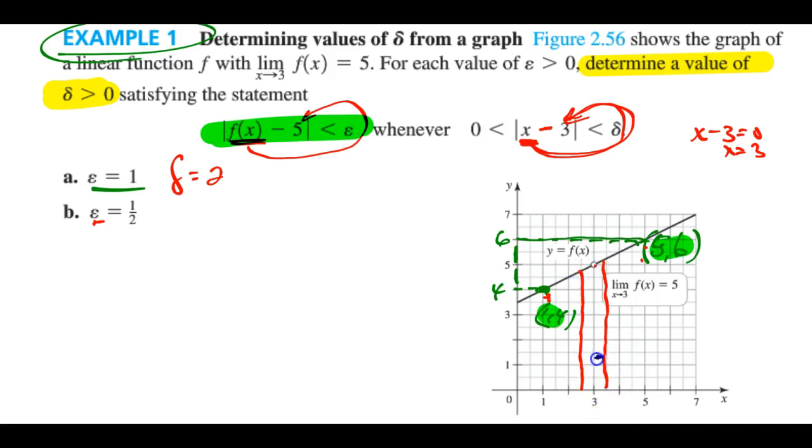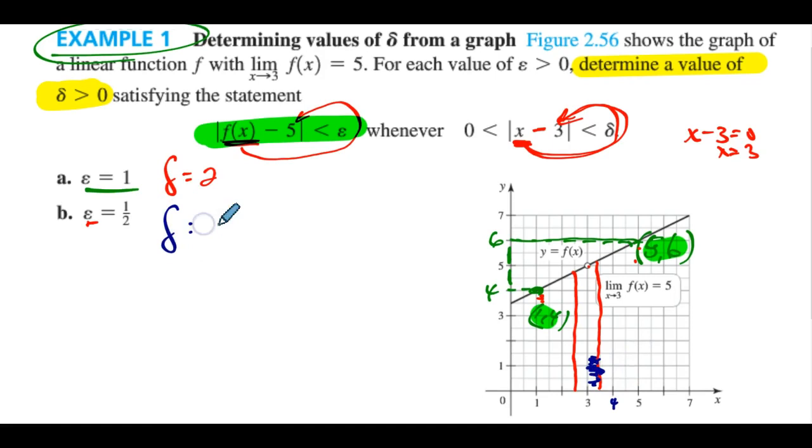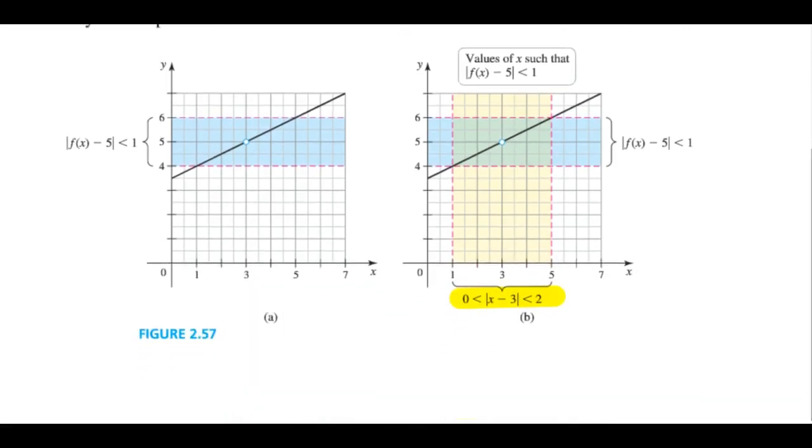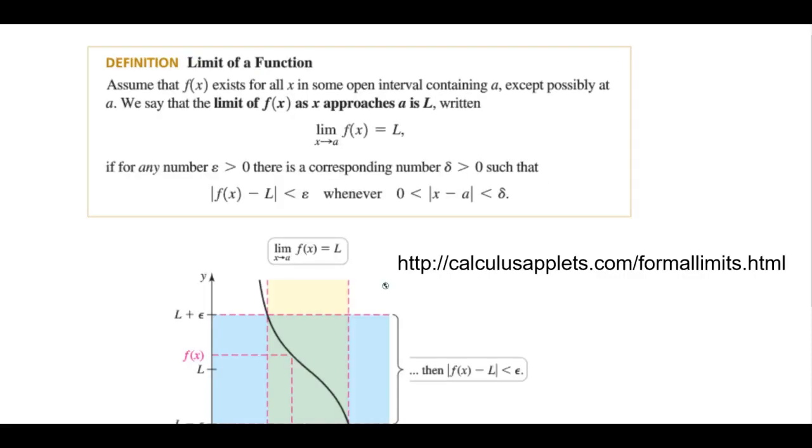And as soon as I draw those lines, you can see the distance of delta is in this little space here, which is between 3 and a 4, 3.5. So delta is a half. And here's the book process of solving these. So again, the formal definition says epsilon is a very small number such that y is epsilon distance away from some limit y value, and x is some delta distance away from A.